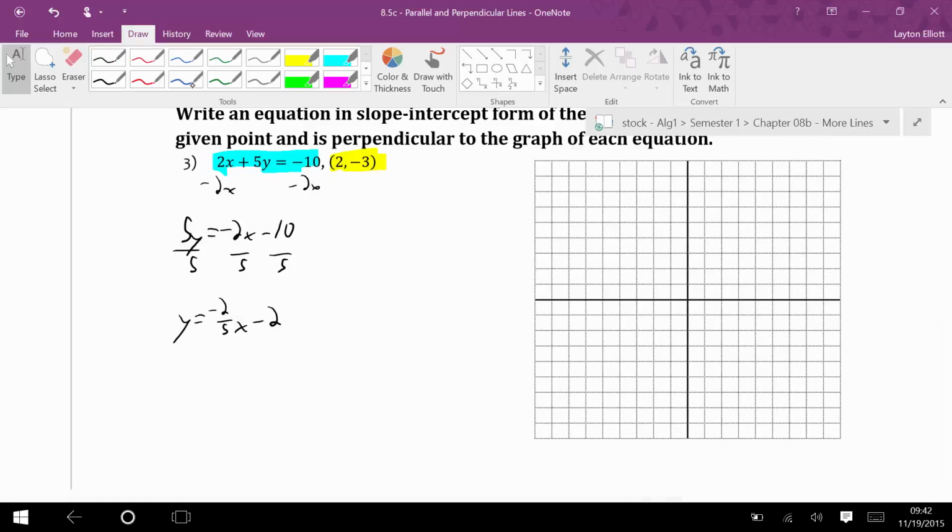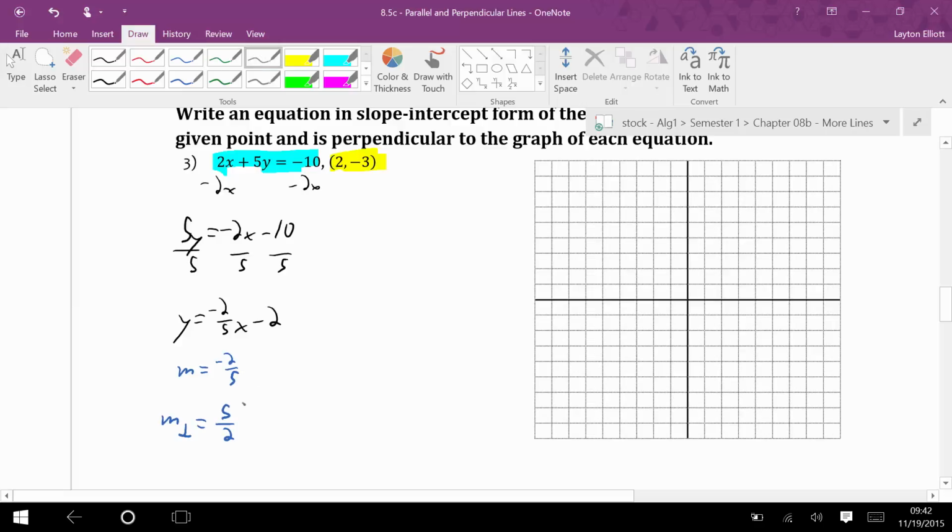Now, I'm going to use this notation. Underneath here, I'm going to write the slope is negative 2/5. So the perpendicular slope is the opposite reciprocal of this. The opposite of negative 2/5 is positive 2/5, and the reciprocal would be 5 over 2. So I flip the fraction and I change the sign.